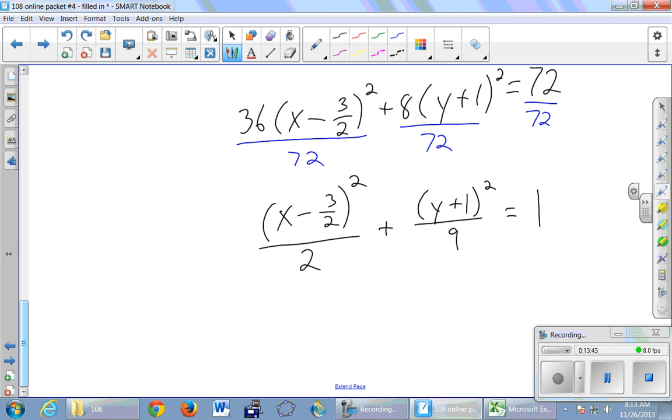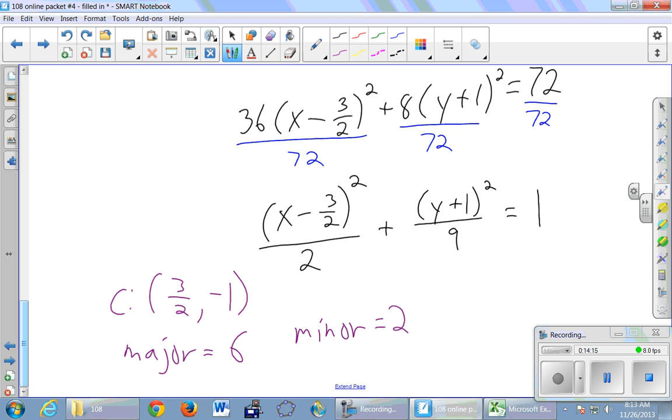So now we can look at this and read off the information we need. So the center, +3/2, comma, -1. Major axis goes with the bigger number, which is 9. That means that the b value is 3, because that's b squared that you're looking at. Double 3 is 6. That's the length of the major axis. Minor axis, we're looking at a squared equals 2. So a is the square root of 2. That's how far you go left and right. So the length of the minor axis is double that, 2 square root 2.